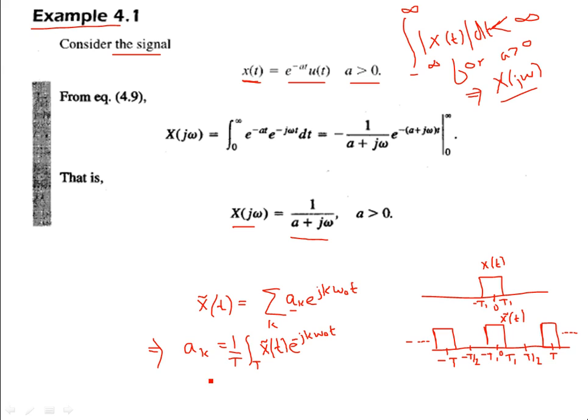Then what you do is, if I have to integrate this over one period, so let's say from minus T/2 to plus T/2, that's one period. Then you see in this period, this is the range, right? We are talking of this range of time. So this is actually minus T/2 to plus T/2.